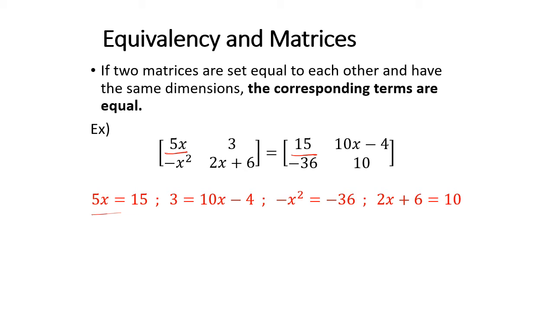So I can say the statement that 5x is 15, 3 equals 10x minus 4, negative x squared equals negative 36, and so on. So this is an important thing to note for when you may eventually start working with matrices. If you have equivalency, you can make these statements.